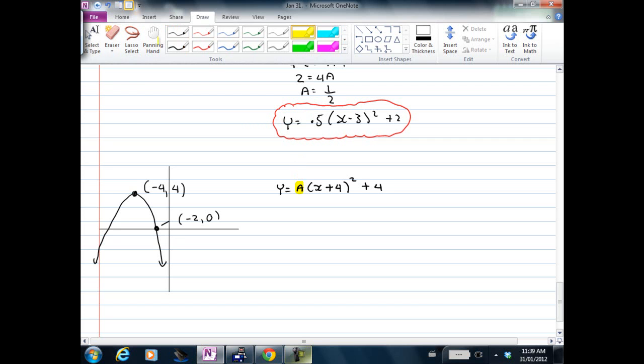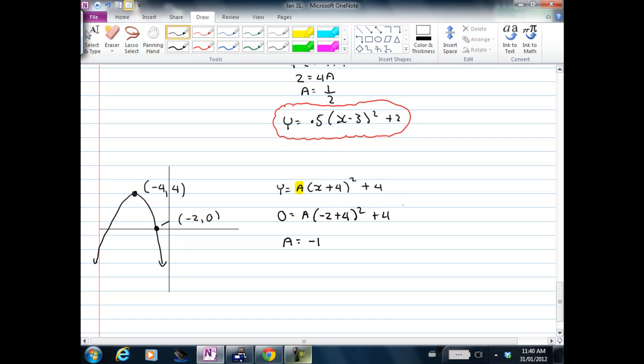To find A, look at your graph. I will give you a graph and you have to choose a point. Any point you like on the graph. I'm going to choose this point because I know exactly what the key number is right there. Negative 2, 0. Plug it in. 0 equals A times negative 2 plus 4, squared, plus 4. If you did this correctly, A should be negative 1.